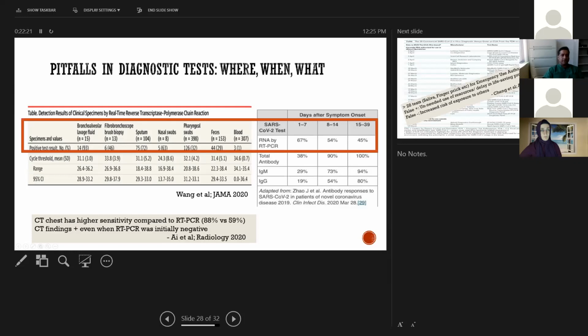There's a nice paper in Radiology which showed that CT chest has a higher sensitivity compared to RT-PCR, 88% versus 59%. And again, CT findings were positive even when the initial RT-PCR was negative. So again, something to keep in mind, although we're not subjecting a lot of the COVID positive patients to CT chests.